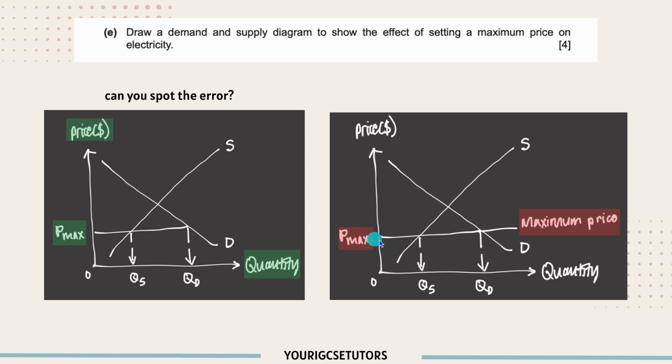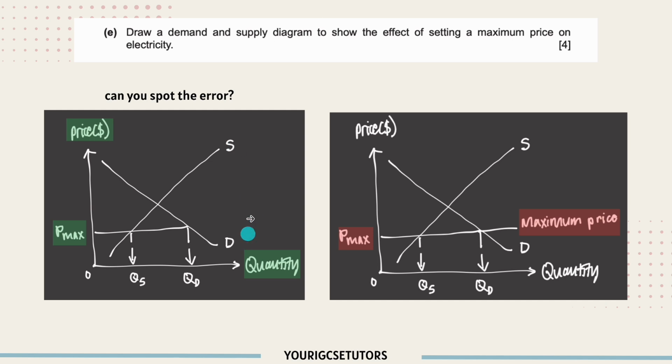Of course, it's very important to write P max here. Instead of writing just P, you have to write P max to indicate that it's a maximum price. And the other thing that's wrong about this diagram is that they did not label the maximum price.